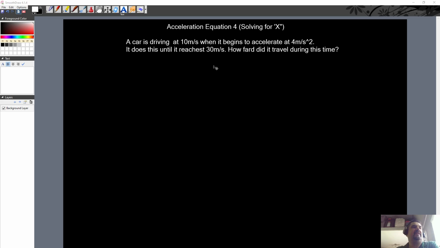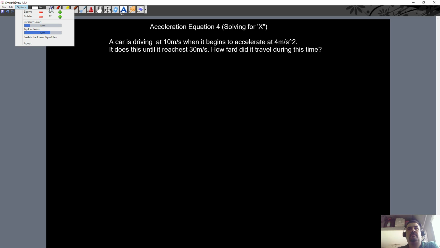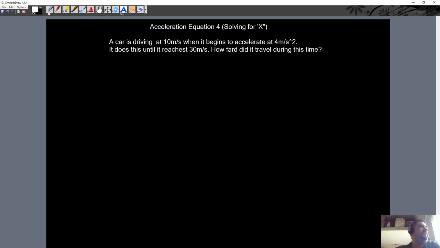So let's get started. A car is driving at 10 meters per second when it begins to accelerate. So it started at this speed, and it accelerates at 4 meters per second squared. It does this until it reaches 30 meters per second. How far did it travel during this time?